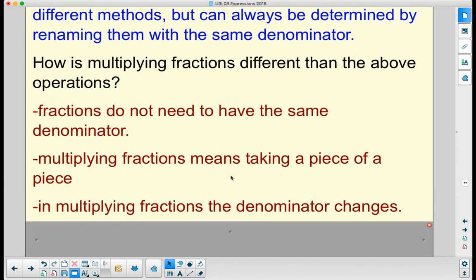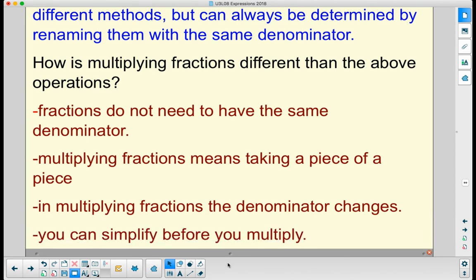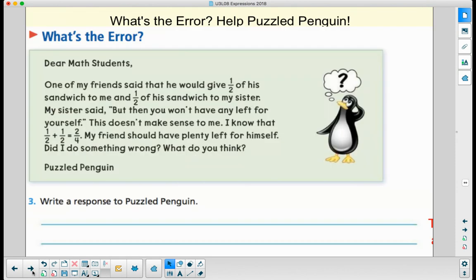In multiplying fractions, the denominator does change, and that's different than in adding and subtracting or comparing. And finally, the other thing with multiplying fractions is you can simplify them before you multiply. Sometimes you can factor things out before you multiply.